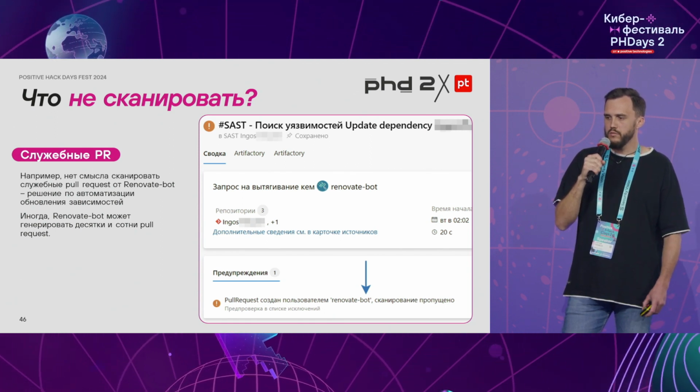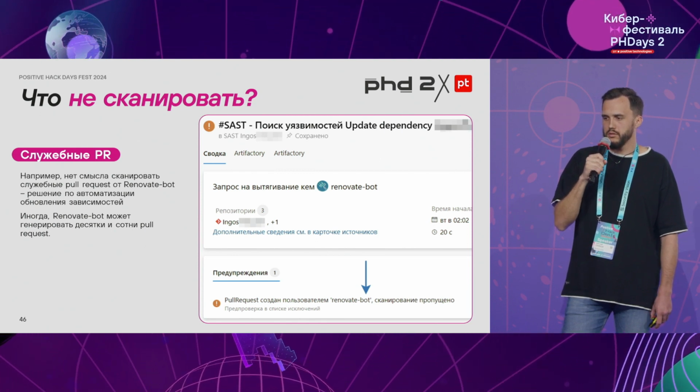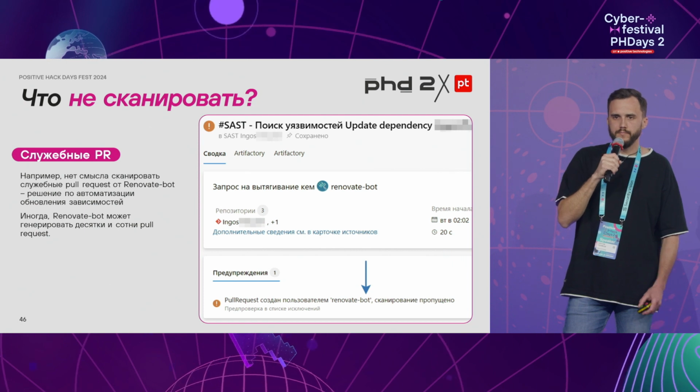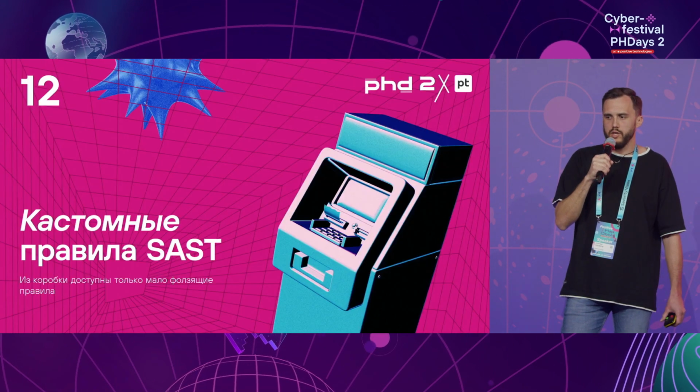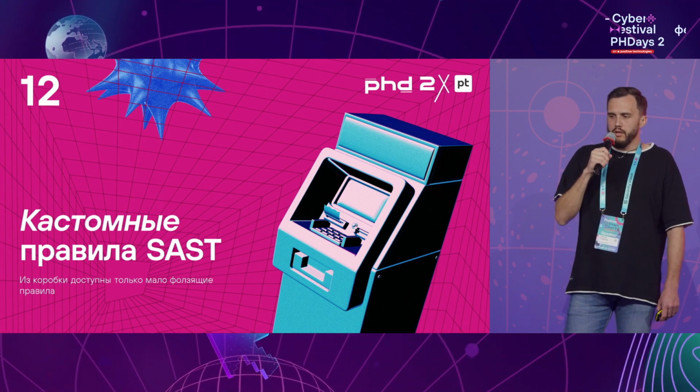On this screenshot, you can see an example of how we put an understandable error explaining why this change was not scanned, so that the developer wouldn't come to us with the question, why did it happen?